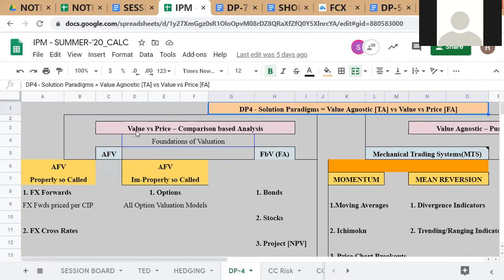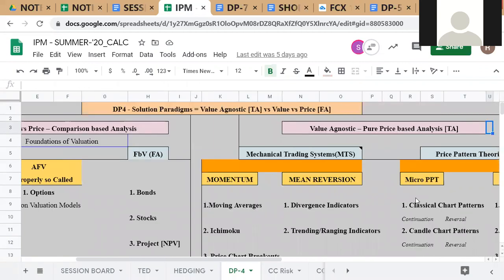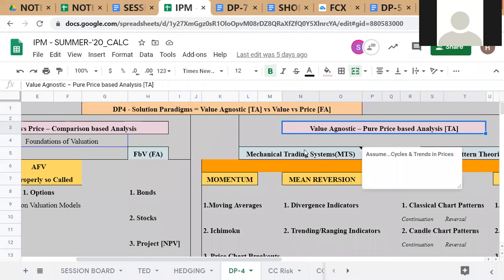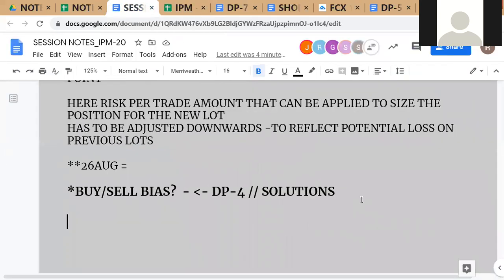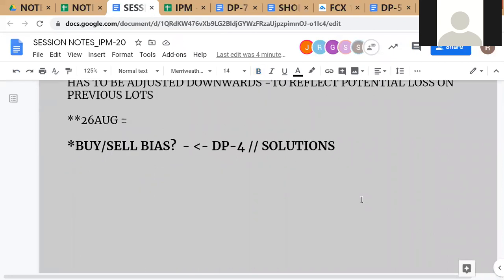One is value versus price comparison. Okay, so we'll just call it value versus price. And the other one is what we have called value agnostic. Okay, now let's just copy this here and try to explain things. All right.